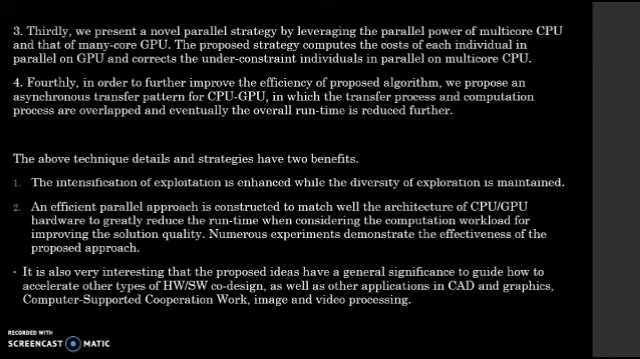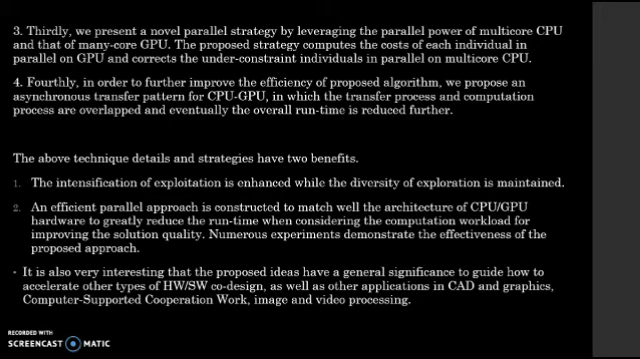The above technical details and strategies have two benefits. The first benefit is that the intensification of exploitation is enhanced while the diversity of exploration is maintained, and the second benefit is that an efficient parallel approach is constructed to match well the architecture of CPU GPU hardware to greatly reduce the runtime when considering the computation workload for improving the solution quality. Numerous experiments demonstrate the effectiveness of the proposed approach.